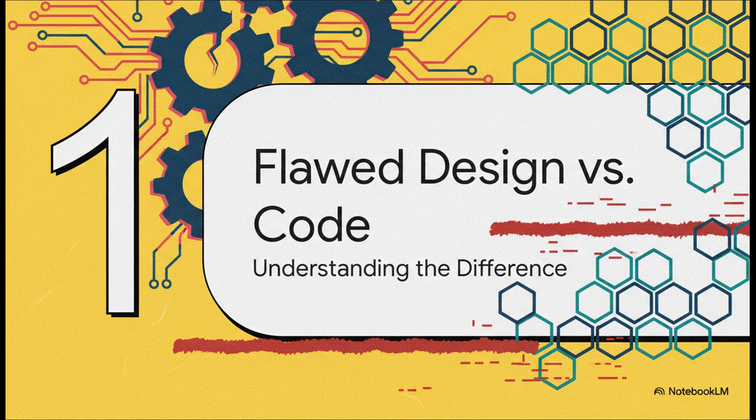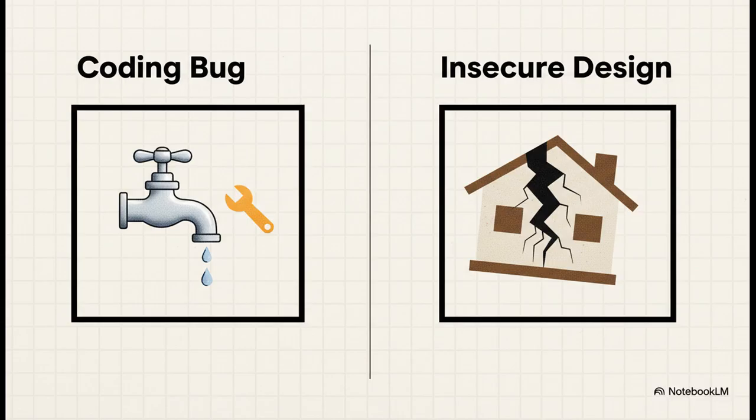A huge reason this problem sticks around is that it gets confused with simple coding mistakes all the time. So let's draw a really clear line in the sand here, because getting the difference is absolutely everything. Let's use an analogy here. A regular coding bug, that's like a leaky faucet in your house. Super annoying for sure, but it's a localized problem. You call the plumber, they patch it up, and you're done. But insecure design? Oh, that's a cracked foundation. It compromises the entire structure, and you can't just slap some duct tape on it and call it a day. The whole house is at risk.